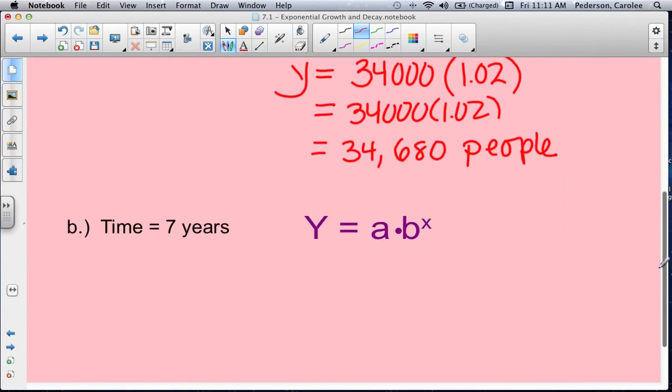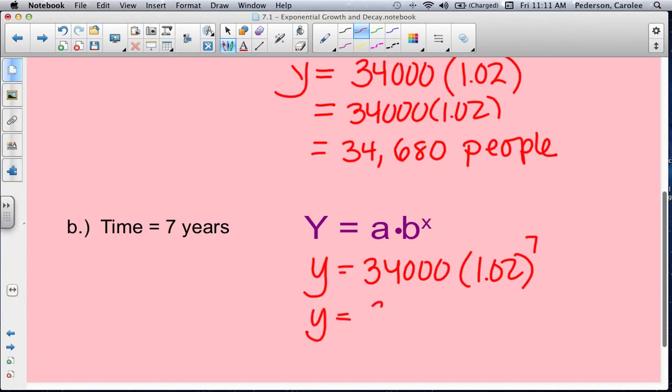We can do the same thing again now for 7 years. So we have that initial 34,000 people, our growth rate multiplier of 1.02, but now we're raising it to the 7th. So put in 1.02, raise it to the 7th, and then go back and multiply it by 34,000. With your calculator, you should be able to get 39,055 people.